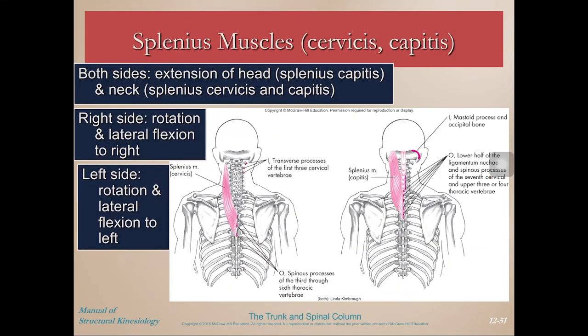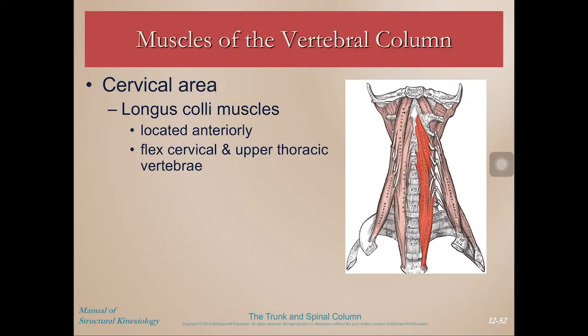The splenius muscles, both cervicis and capitis, we saw these in a different picture as well. When both sides contract, so bilateral contraction, we get extension of the head and neck. So unlike sternocleidomastoid, they extend the head and the neck at the same time. Whereas sternocleidomastoid, when it contracts, you get extension of the head, but flexion of the neck, cervical flexion. We also get, when they contract unilaterally, rotation and lateral flexion to the ipsilateral side, so to the same side.